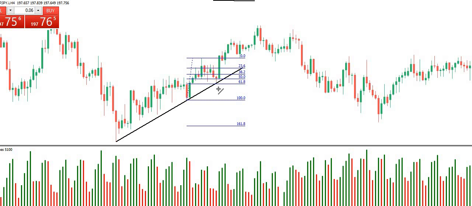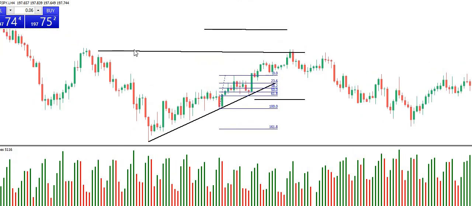We will place our stop loss below the 61.8% level. So at this point, we can also target this high at this point. Like, let me remove it. Yes.